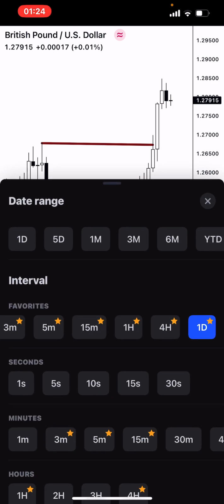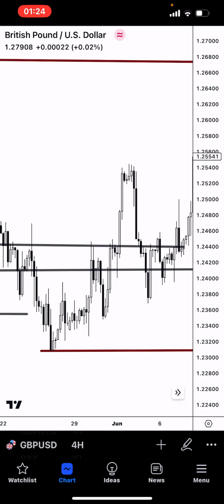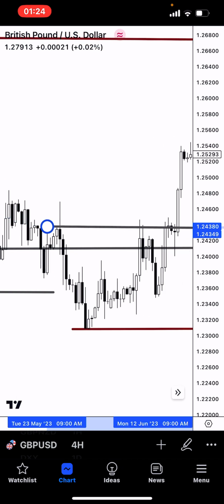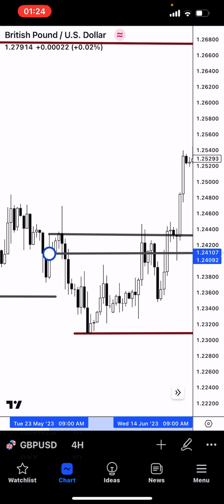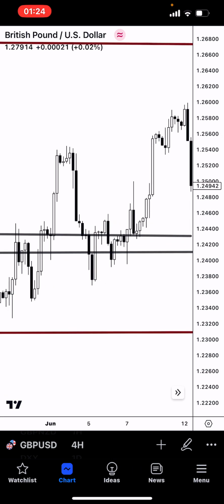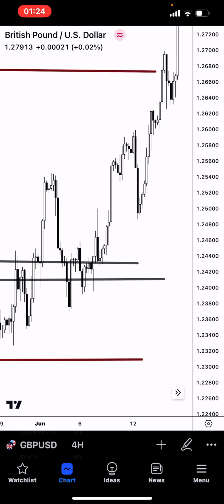If you go down to the 4 hours, you can see this is your breaker block on the lower time frame, right there. You see how we respect it. See, boom, it got higher, skyrocketed. Cool.